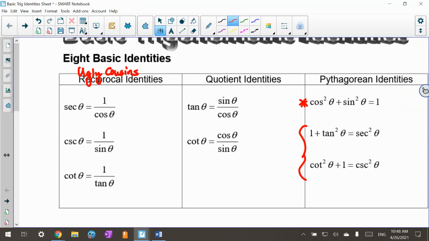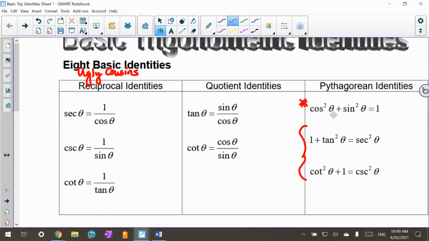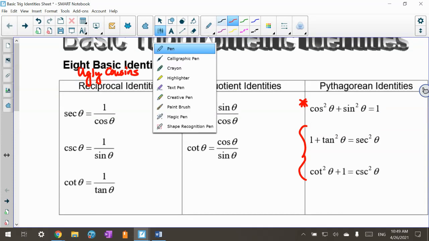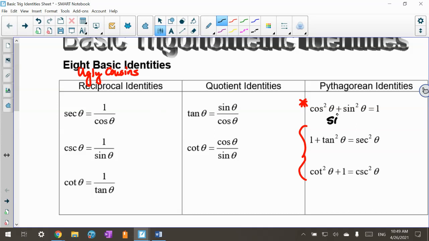I do know my Pythagorean identity that cosine squared plus sine squared equals 1. Well, if I'm trying to figure out what sine squared is, if I subtract cosine squared on both sides, I would know that sine squared of theta is going to equal 1 minus cosine squared of theta. I just solved for sine squared by moving this over there. If I know that, I can put this in that spot where sine squared is, because sine squared equals that. Then my whole equation is going to be in cosine.